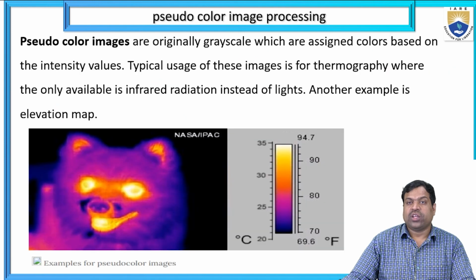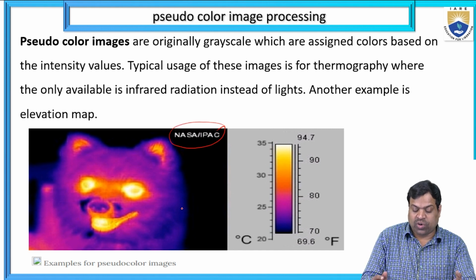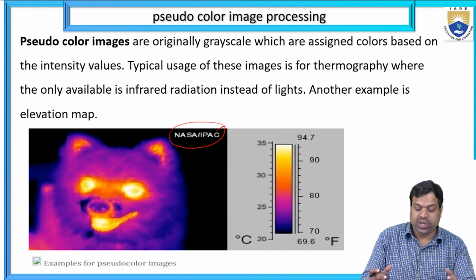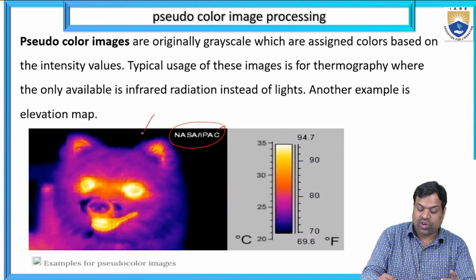Pseudo color images are originally grayscale, which are assigned colors based on the intensity values. Typical usage of these images is for thermography, where the only available signal is infrared radiation instead of light. Another example is an elevation map. Taking one example of a NASA picture, what is happening? It is not the original picture, but due to some noise or whatever, the originality of the image is missed. That is false color.